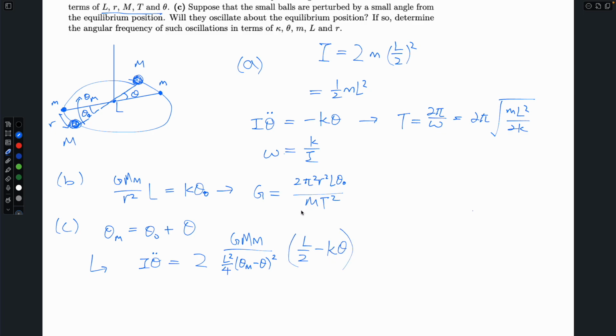Okay, so this is the first equation of motion. How this works is GMm over r squared. This is your r squared, the distance between the two masses. How do we determine the distance? We use the fact that r is equal to L over 2 times theta m, which is equal to, wait, sorry.